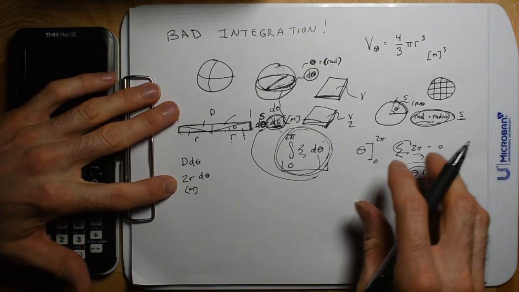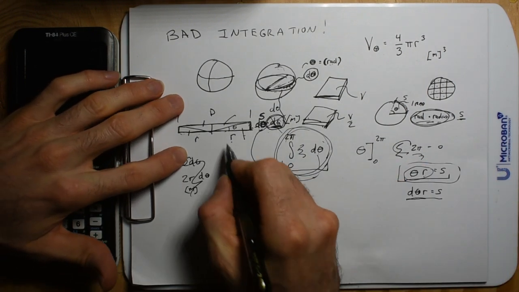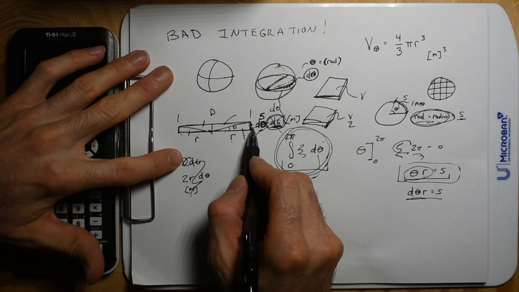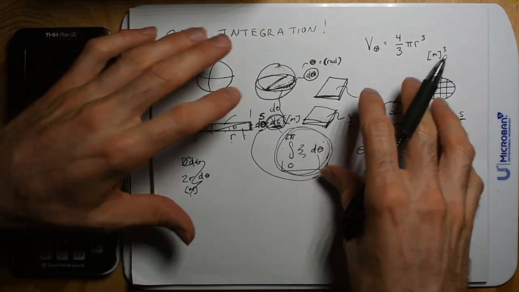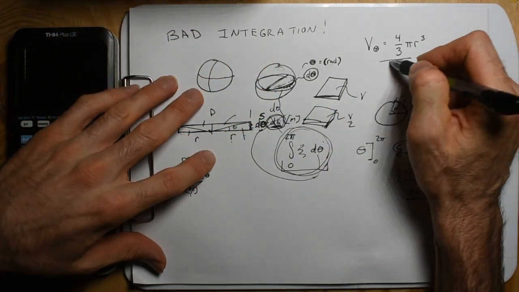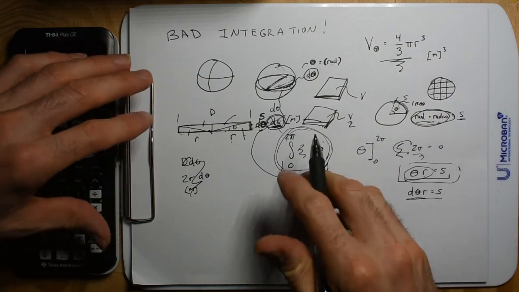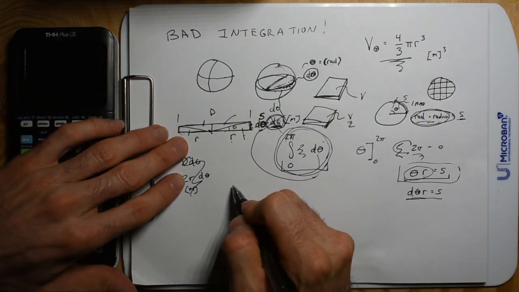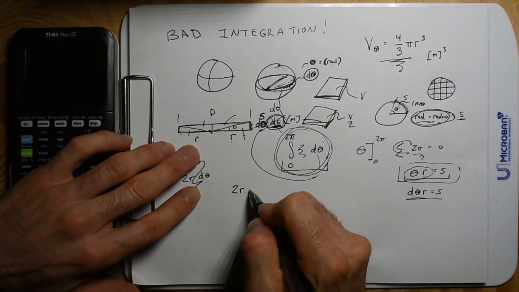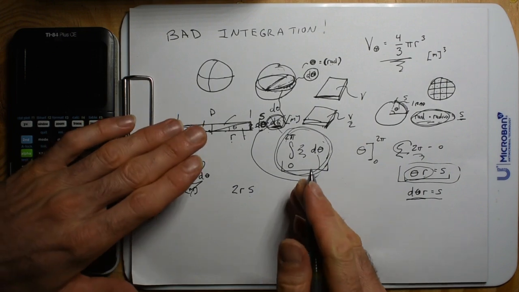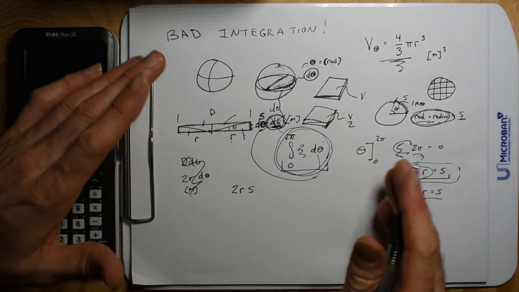Now we're rocking and rolling, because now we know the volume of this whole thing, and again, we're doing bad integration. We're going to get the wrong answer, but it's going to be close. That's kind of the take-home message. All right, now let's do it. The volume of this is going to be 2r times s. Okay, that's the volume.